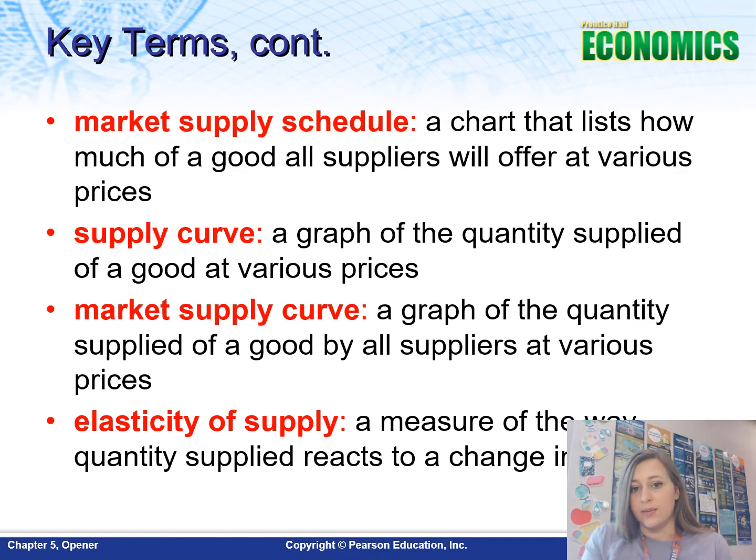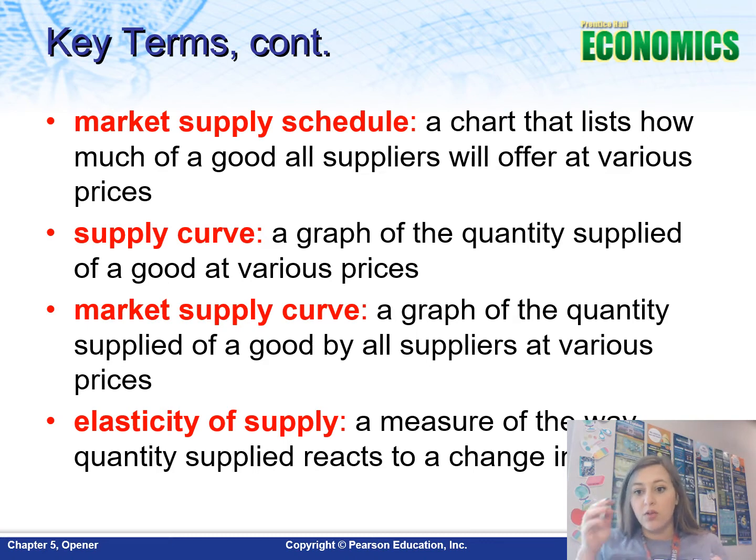We'll look at a market supply schedule. So that shows all suppliers in a market. So instead of just Spicy Pie, maybe it's every pizza company in Fargo-Moorhead would be included in the market supply schedule. Supply curve is that graphical representation, and I'll show you an example of that as well. Then we have a market supply curve, which is going to be the graph of the quantity supplied for all suppliers in the market, and elasticity of supply. So a measure of the way in which quantity supplied reacts to a change in price.